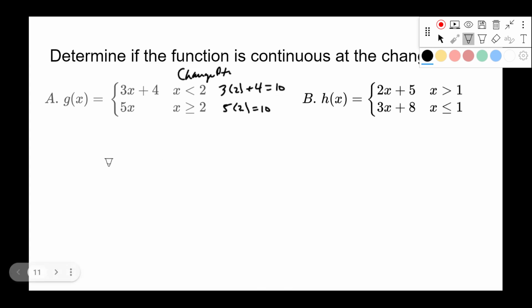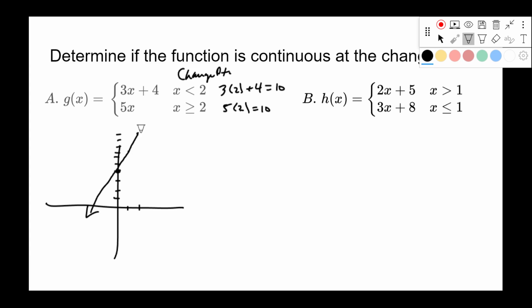So what does that mean for me? If I were to graph this, 3x plus 4, if I go up 1, 2, 3, 1 to the right, up 1, 2, 3, 1 to the right again, and I were to graph this where x is less than 2. So that's all I want to graph. And I want to put an open circle there.